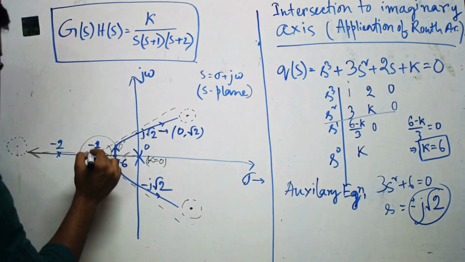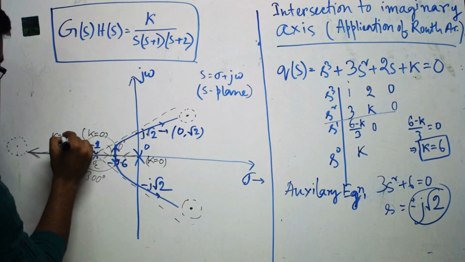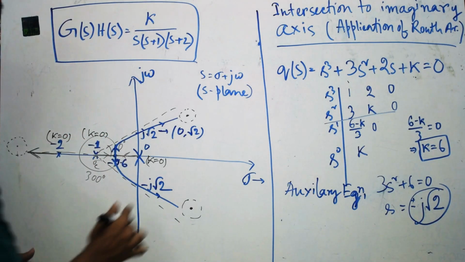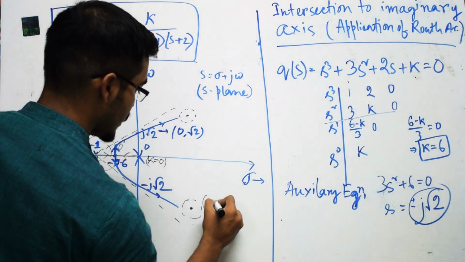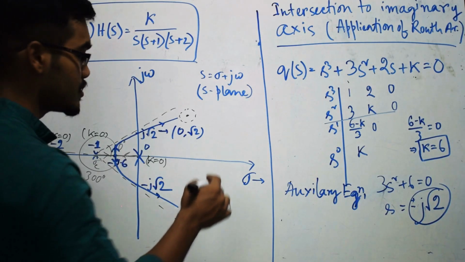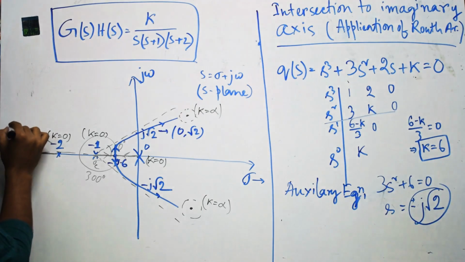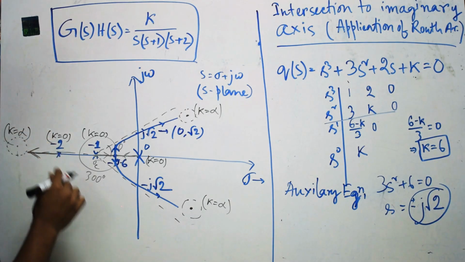At the 0 location K is equal to 0, at the minus 1 location K is equal to 0, at minus 2 K is equal to 0, and at the zeros K is equal to infinity. You have to write this on the root locus. Marks are based on this also. K is equal to infinity here, K is equal to infinity.